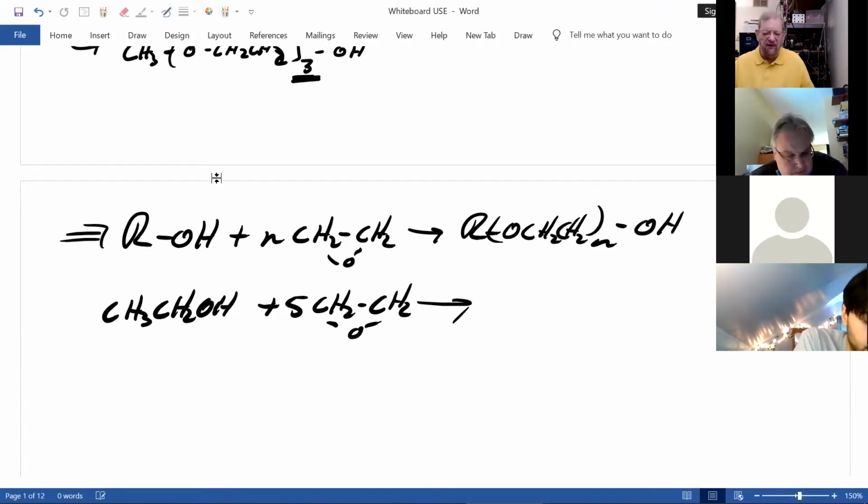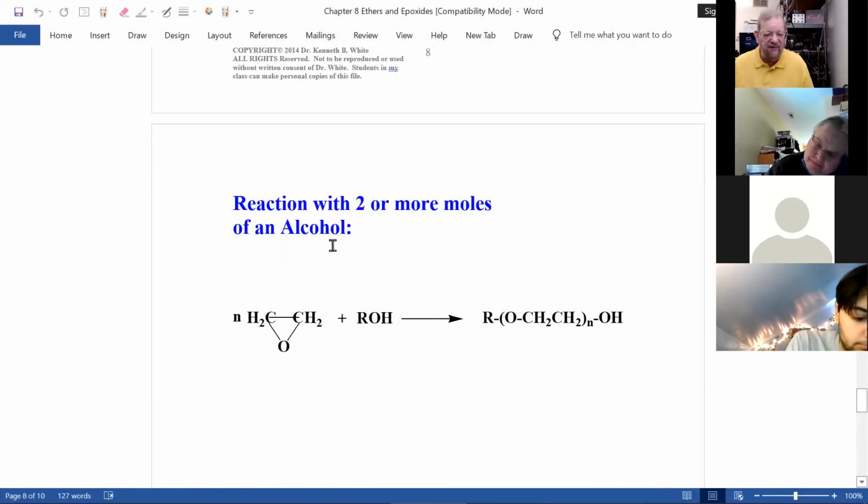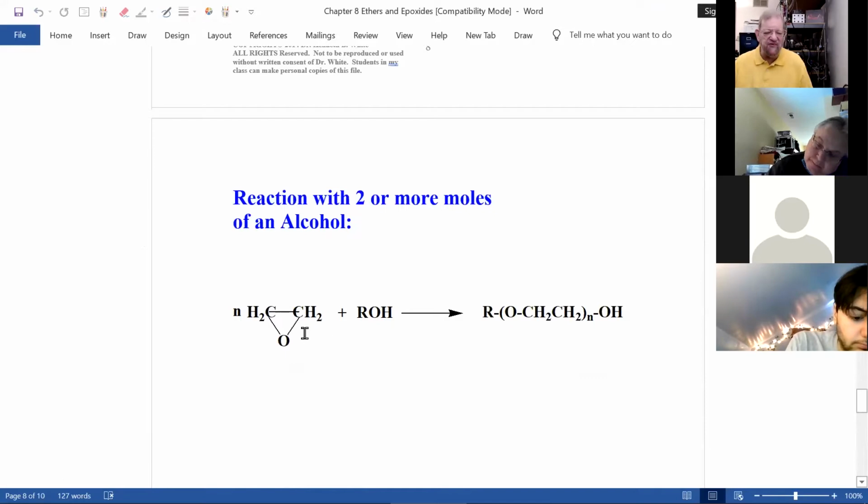And if we jump back, you'll see I have the following. I have these orders reversed, and it really doesn't matter. Here's when you react with 2 or more moles of an alcohol. Ooh, that reminds me.